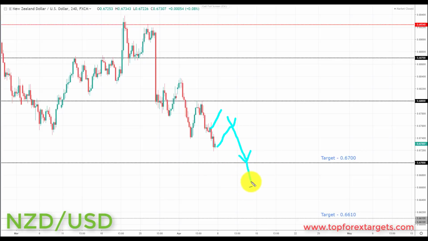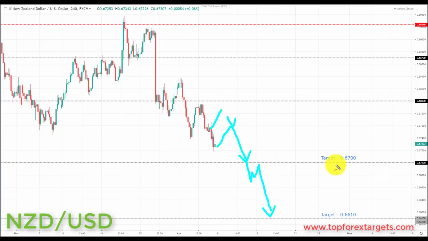But if we do get a breakthrough here, we're going to be looking down towards the next key area of support to the downside and target 2 at the 0.6610. Now the reason this level here, as I said, is in black is because this is an area where we can also start to look for a potential bounce.